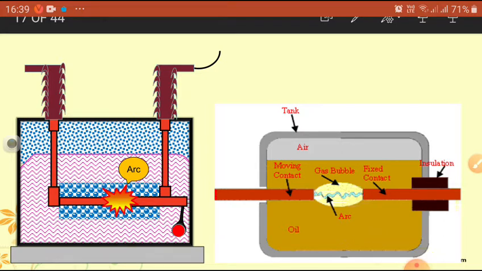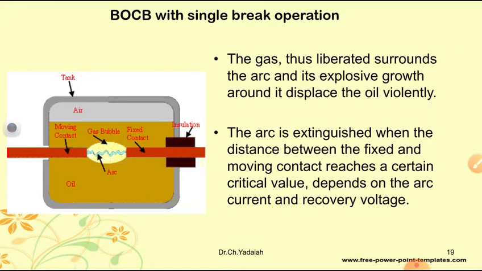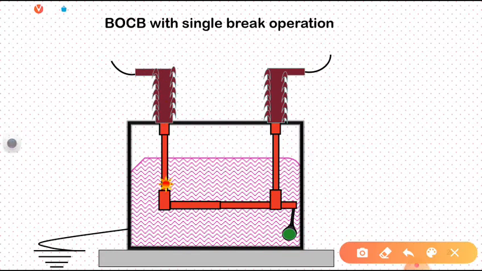You can see one animation. What is happening under normal condition, and what is happening under fault condition? You can see some animation, you can get some idea. Now here you can see the animation. Under normal condition, the current is flowing. You can see here these two contacts. Here the two contacts are in closed condition. This is a fixed contact, this is a moving contact. Now there is no gap.